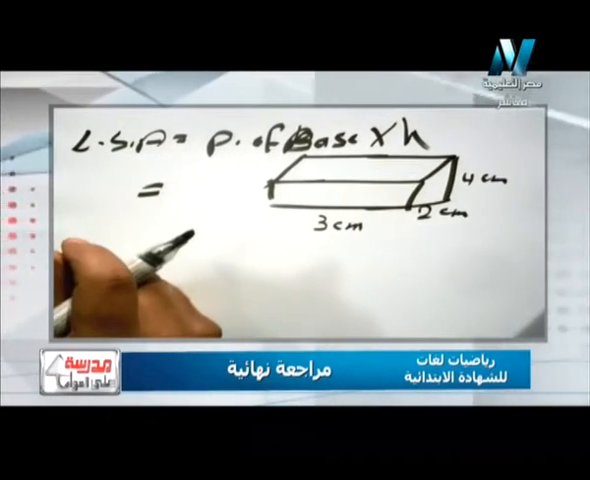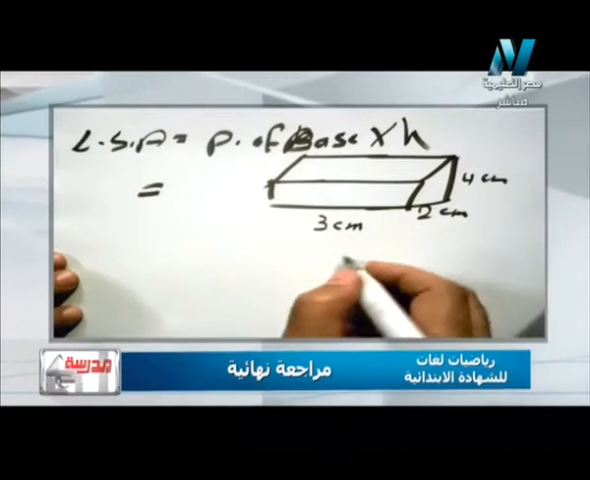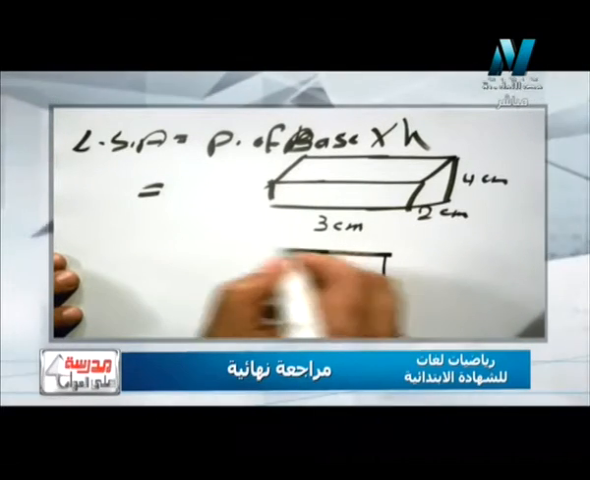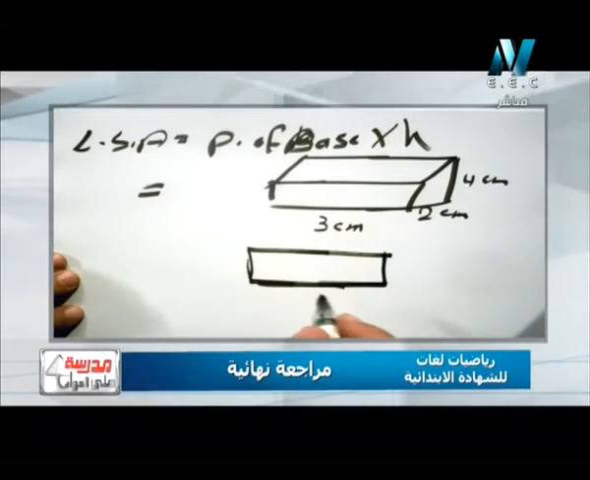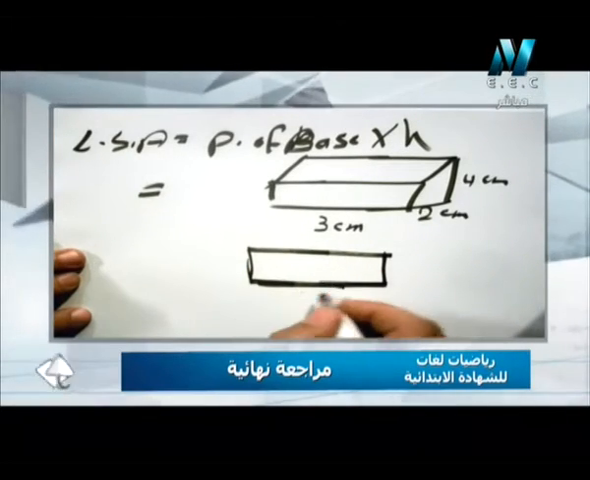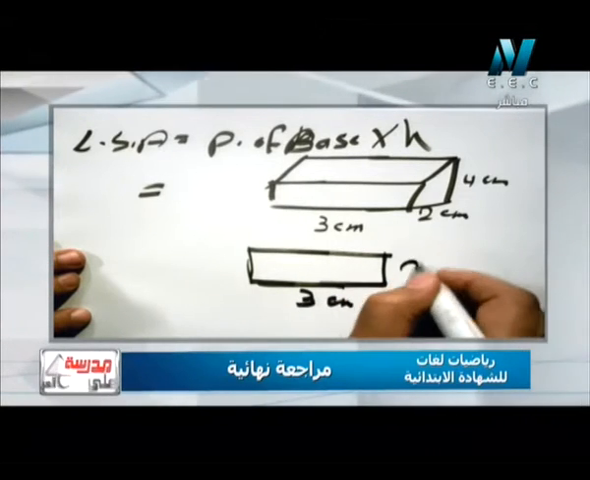What does the base of the cuboid look like? The base in this case, my dear students, we have 3 different dimensions. So the base of the cuboid is a rectangle. The length of the rectangle is 3 centimeters in this case, and the width is equal to 2 centimeters.